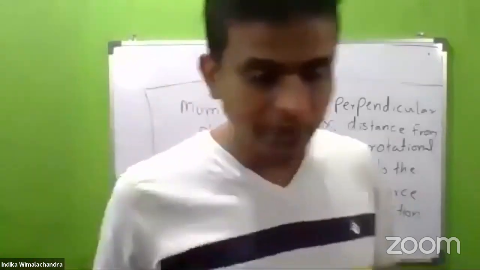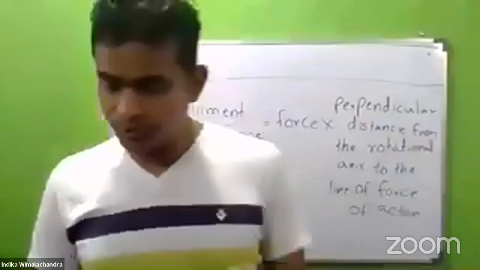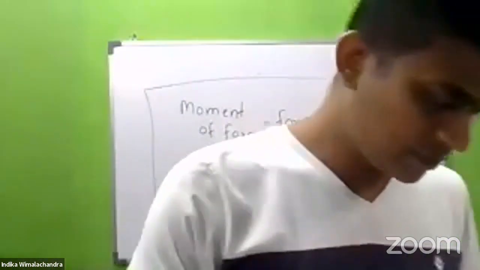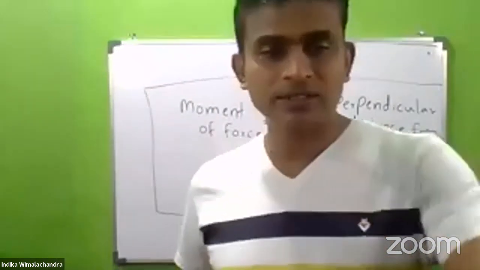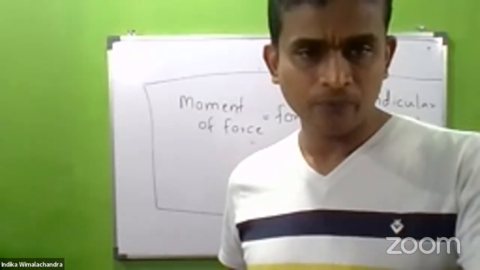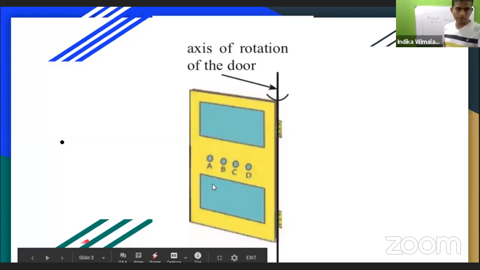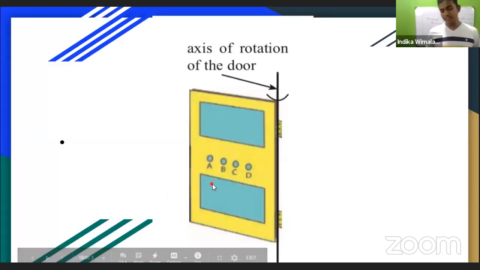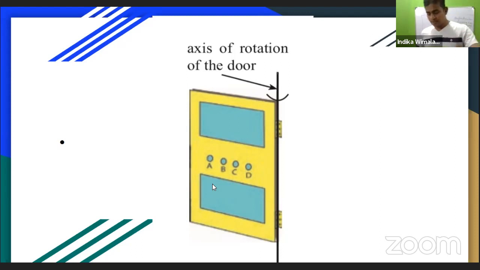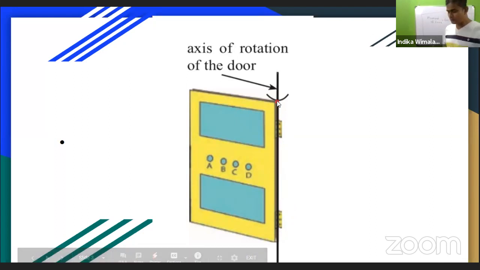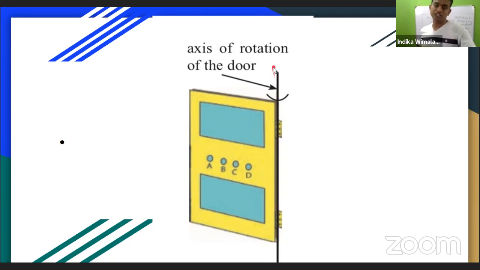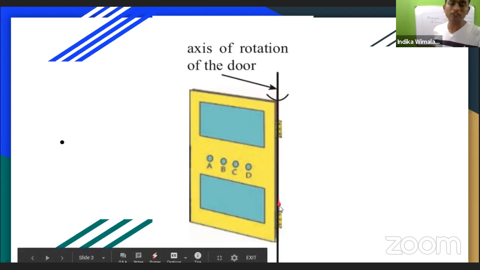Again, just go through the tube there. Here the door rotates around an axis passing through the hinge, as shown in the figure. This axis is known as, complete the blanks, the axis of rotation. This is the axis of rotation.